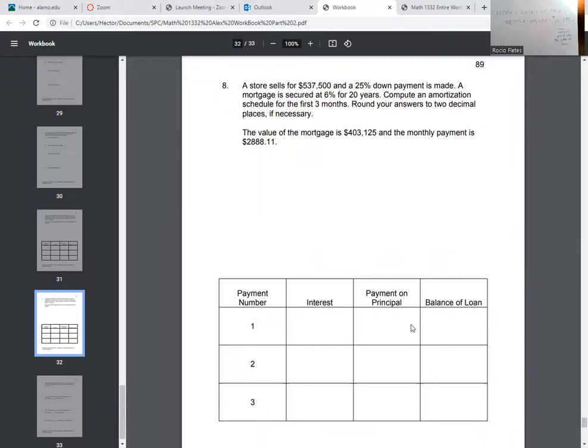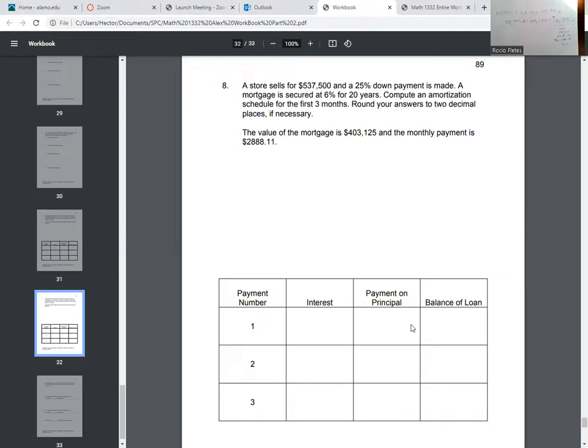It says a store sells for 537,500 and a 25% down payment is made and a mortgage is secured at 6% for 20 years. We need to compute an amortization schedule for the first 3 months. Round your answer to 2 decimal places if necessary. The value of the mortgage is 403,125. Monthly payment is 2,888.11.